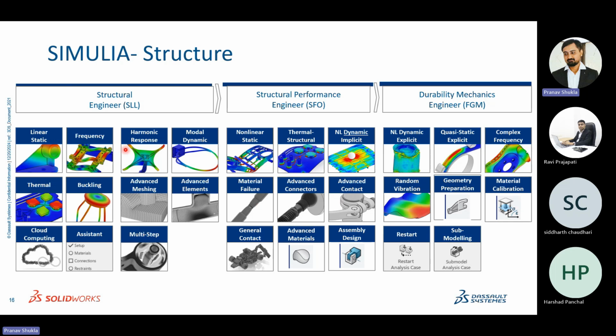Apart from that, this software has the capability of advanced meshing. In the meshing portion, not only the tetra mesh is there, but the hex mesh is also available. No doubt you have to perform different procedures for the hex mesh, but it is available here. Apart from that, smooth particle hydrodynamics is also there if you want to perform such analysis, for example a bird strike. SPH is available, and the Eulerian-Lagrange method is also available, but that is on the high-end role, the durability mechanics engineer role.